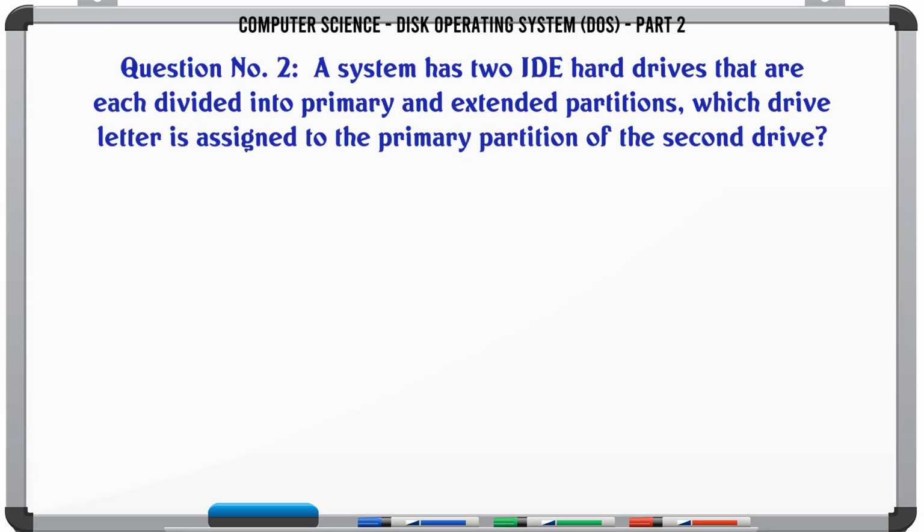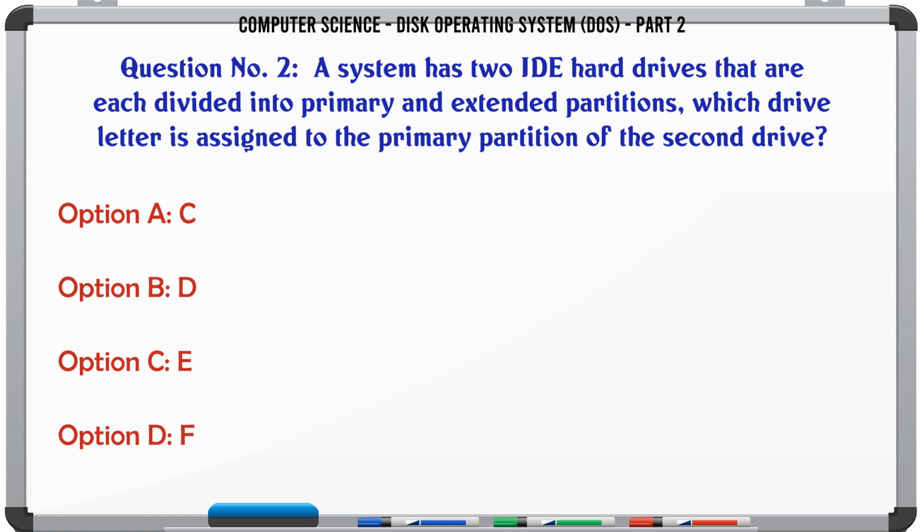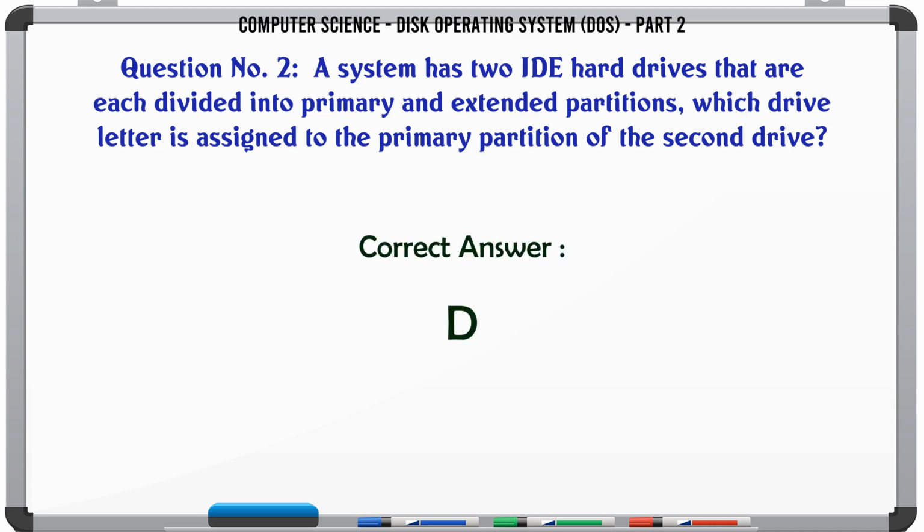A system has two IDE hard drives that are each divided into primary and extended partitions. Which drive letter is assigned to the primary partition of the second drive? A. C. B. D. C. E. D. F. The correct answer is D.